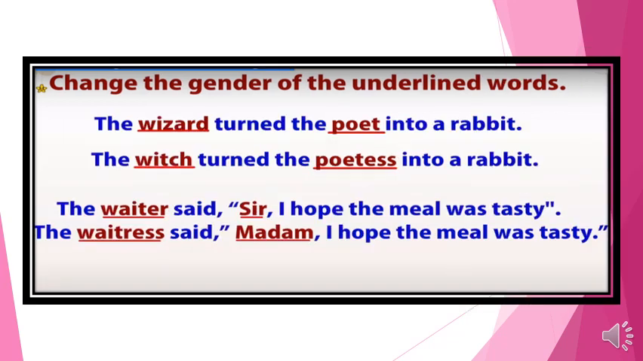Next one. The wizard turned the poet into a rabbit. What is the opposite gender of wizard? Yes, it's witch. The witch turned the poetess into a rabbit. The waiter said, "Sir, I hope the meal was tasty." So what is the opposite gender for waiter? It's waitress. The waitress said, "Madam," as madam is the opposite gender of sir, "I hope the meal was tasty."